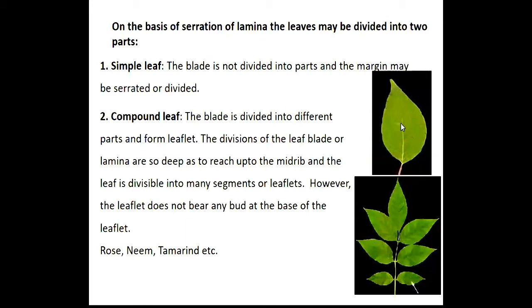So what happens in case of simple leaf? In case of simple leaf, the leaf blade or the leaf lamina is complete. That is, there is no incision, no division in this leaf lamina. And whatever happens in the compound leaf, I would just shortly tell you the concept. What about the compound leaf?